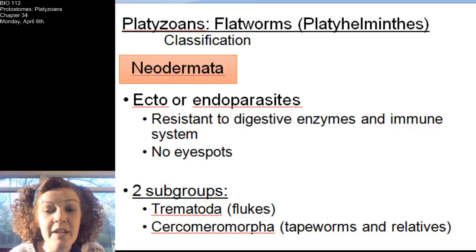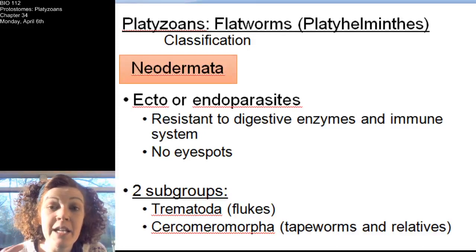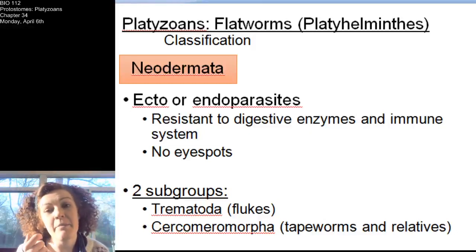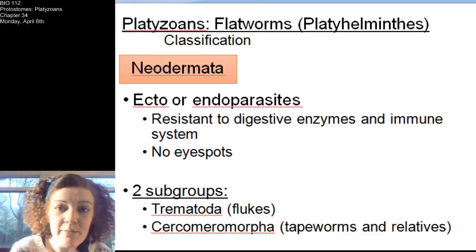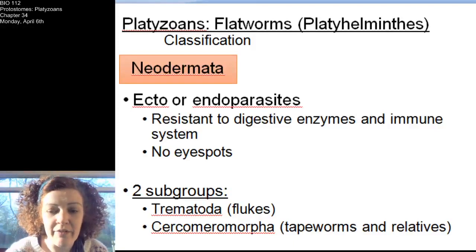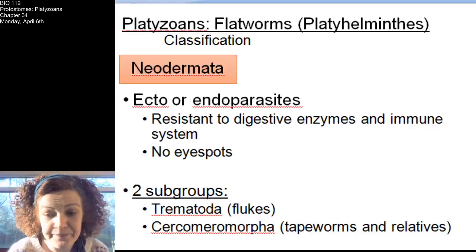All right, so within the NeoDermata, we just talked about Turbellaria, the free-living flatworms. The NeoDermata are the parasitic flatworms. They can be ectoparasites, which live on the outside of their hosts, or endoparasites, which live on the inside of their hosts.